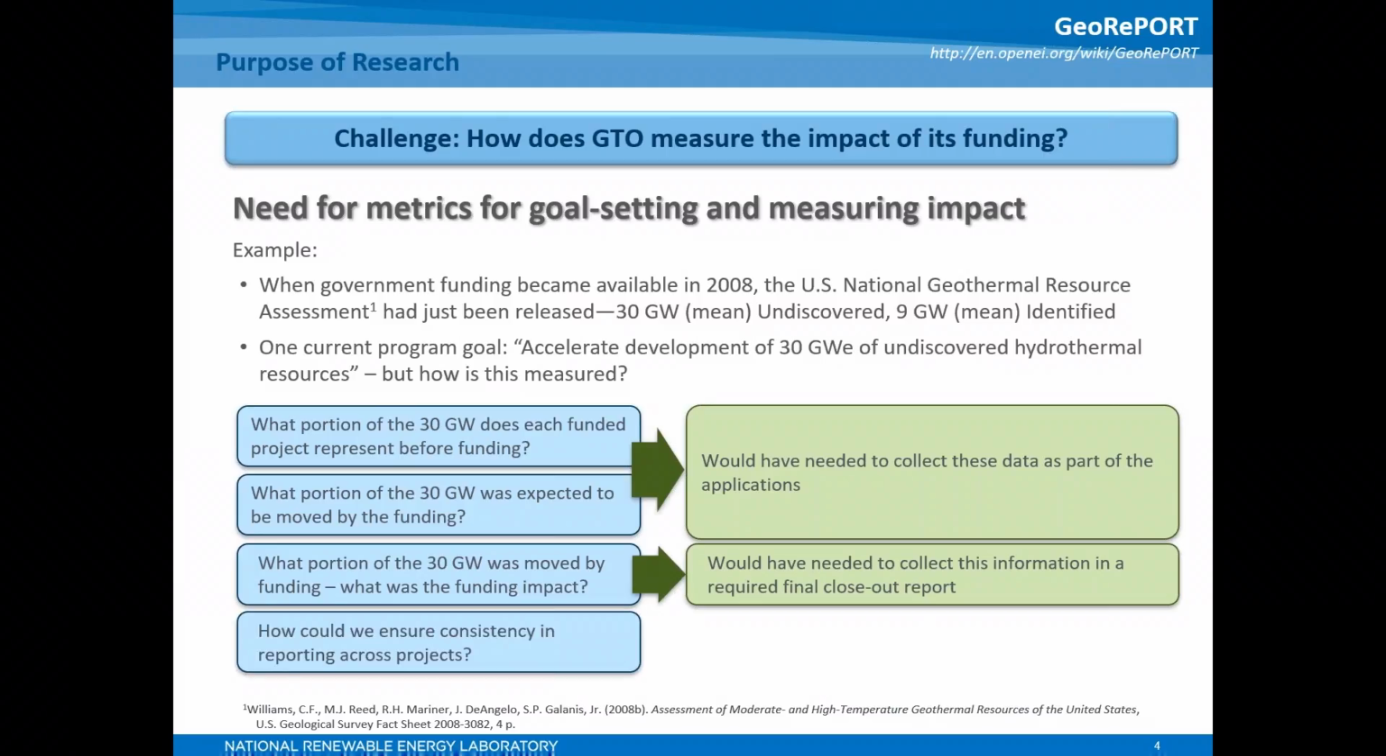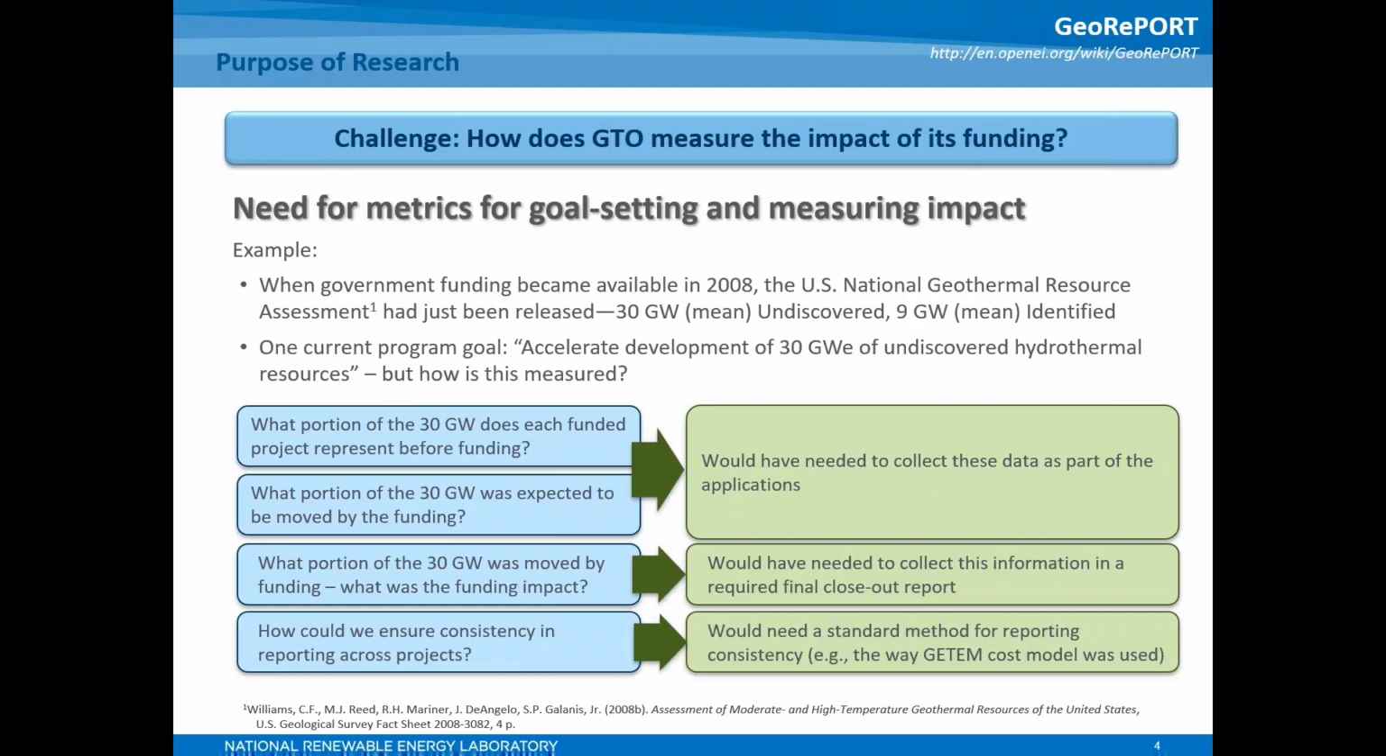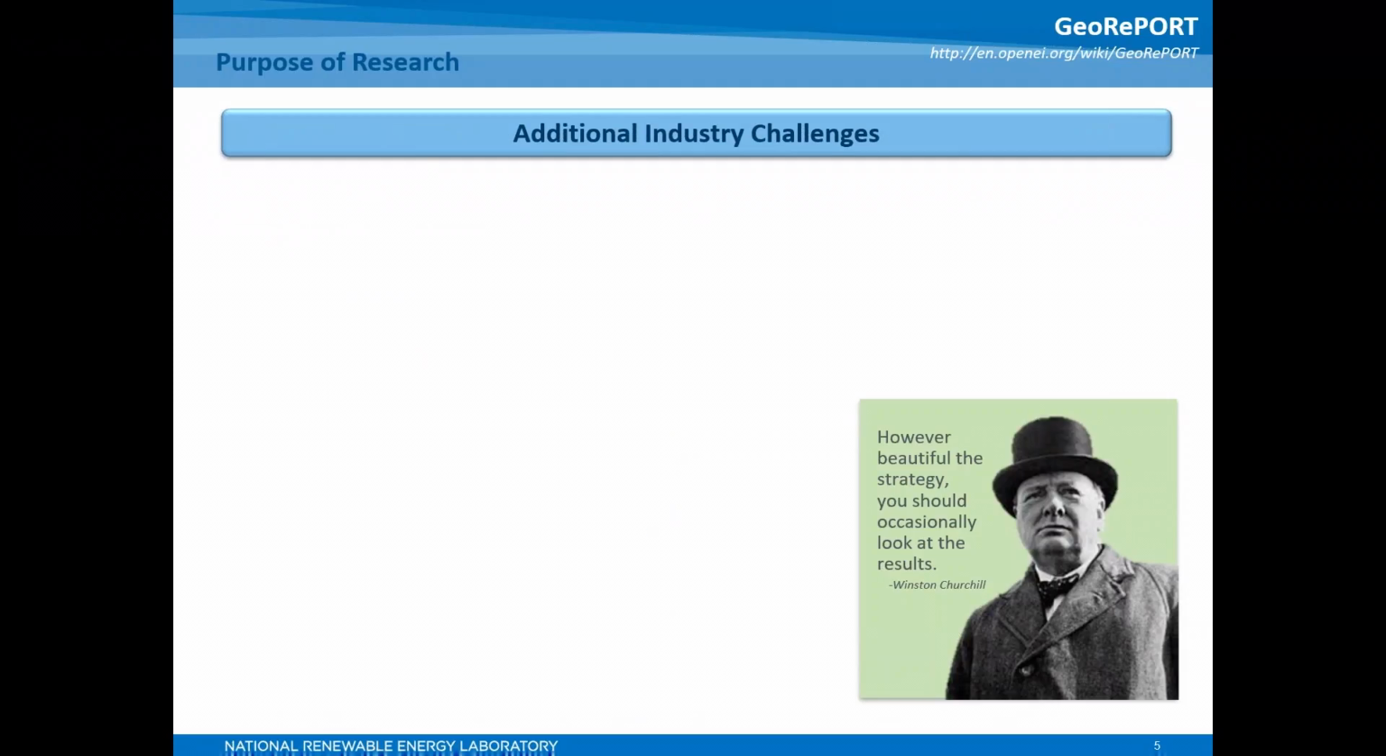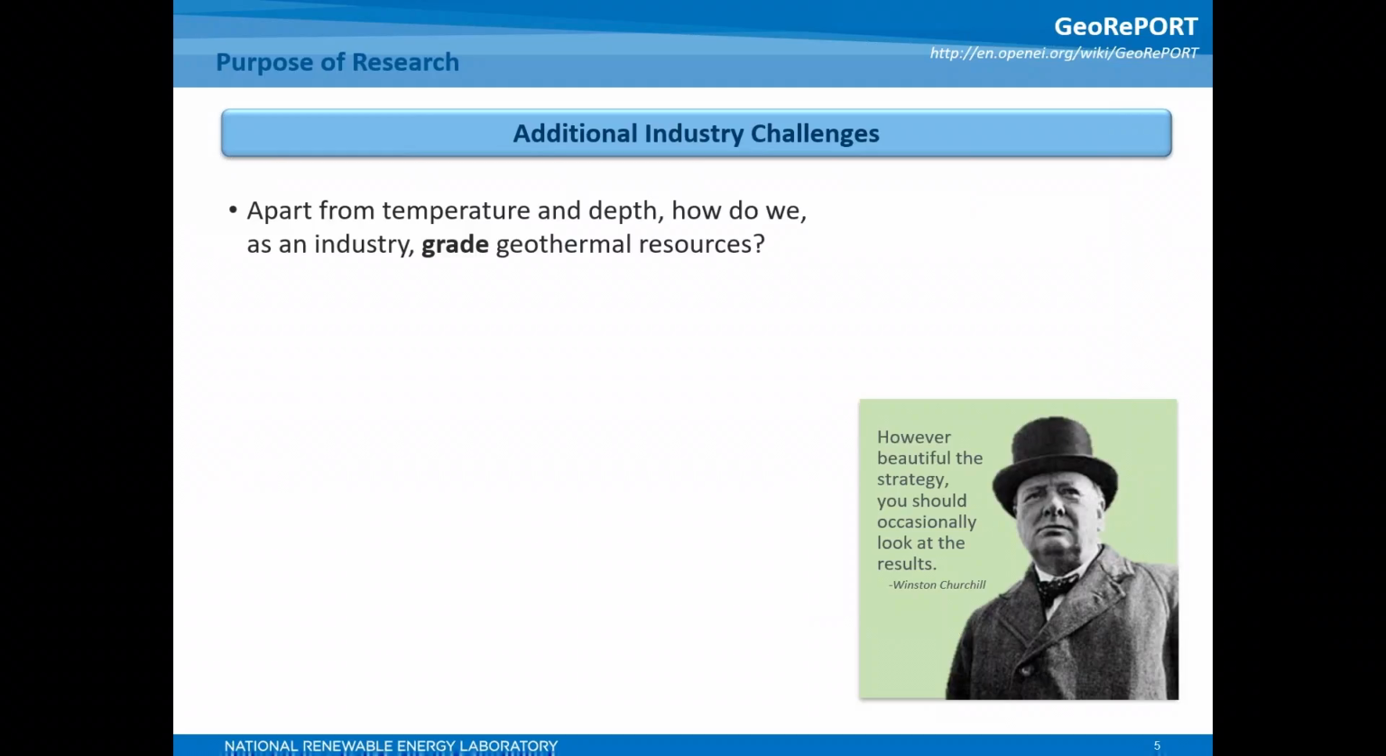And finally, DOE would need to require consistency in reporting across projects to be able to aggregate results for reporting to Congress. This would require a standard methodology for reporting consistency, and this drove the start of this project, the Geothermal Resource Portfolio Optimization and Reporting Technique, or GeoRePORT. As the project got underway in 2012, the project team identified other related challenges faced by the geothermal industry.